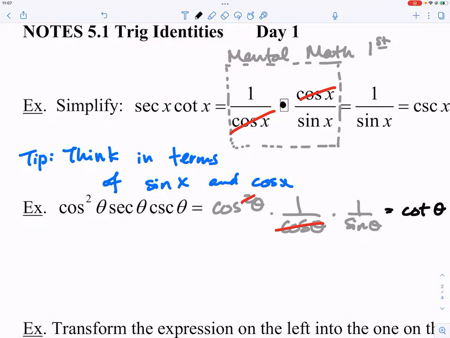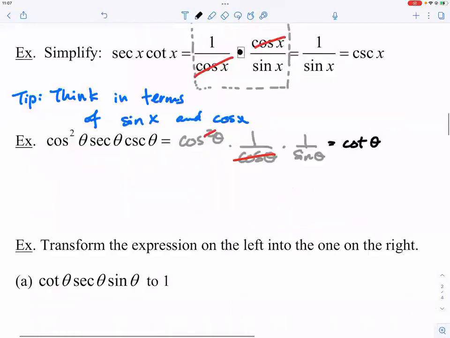So that's why I ask you to think about what you could do first, prior to deciding what you should do, prior to you writing down anything on your paper. Okay? You've got to think before you write. Okay?